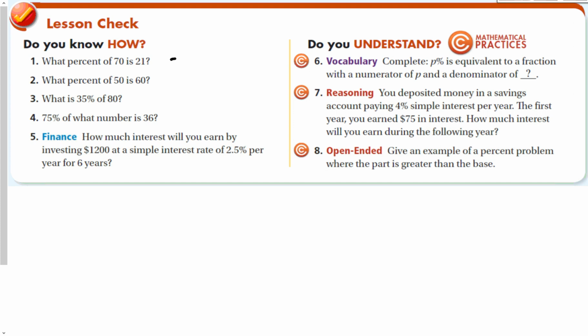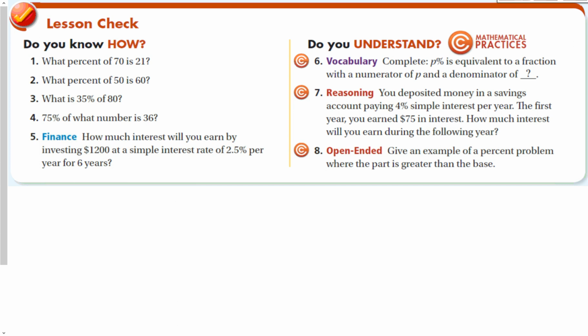Let's do these again with the percent equation. So that's going to be 21 is equal to p times 70 as a decimal. Same thing for the second one. So this becomes a is equal to 0.35 times 80. And the last one is going to be 36 is equal to 0.75 times something. Okay, so the hardest part about these problems is setting them all up.